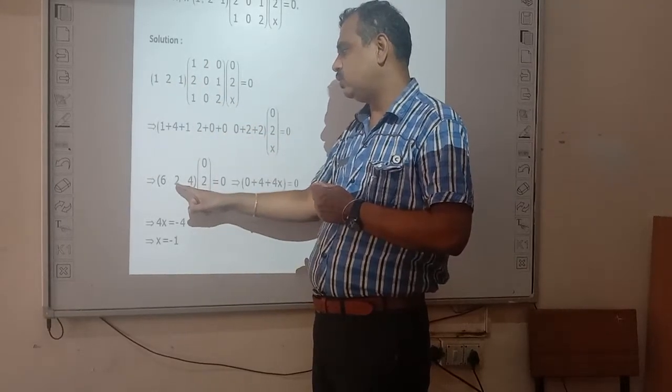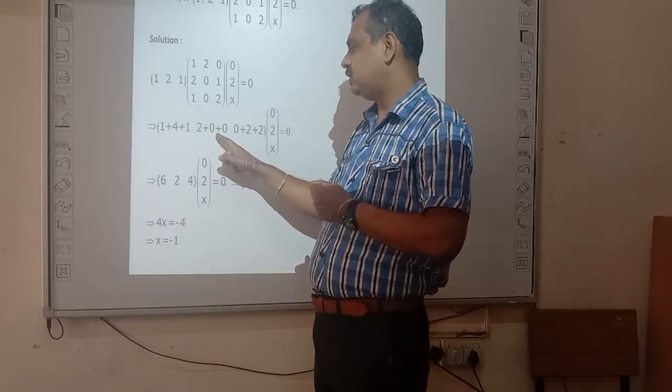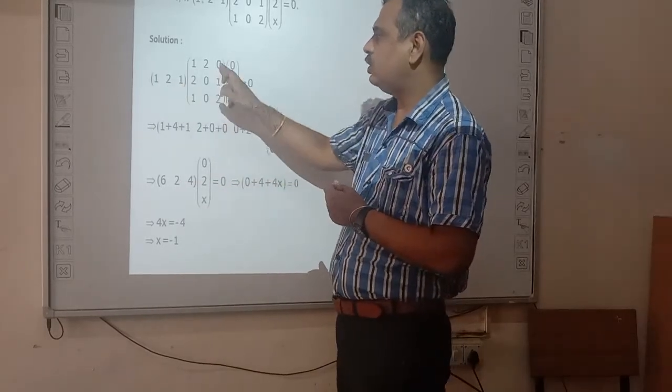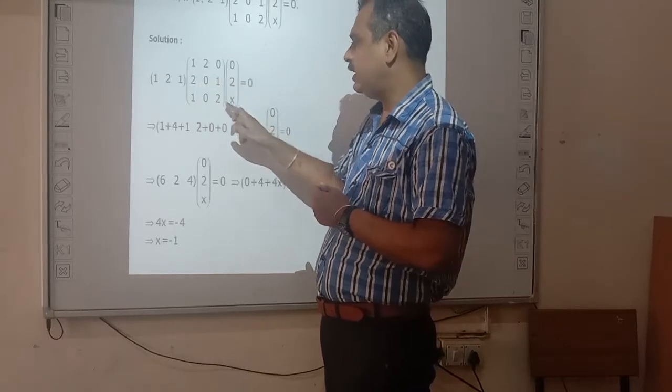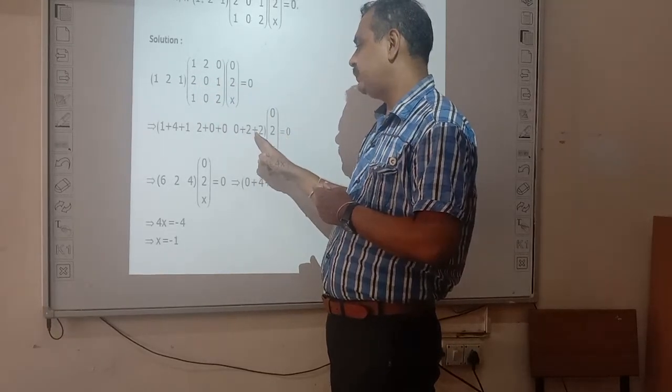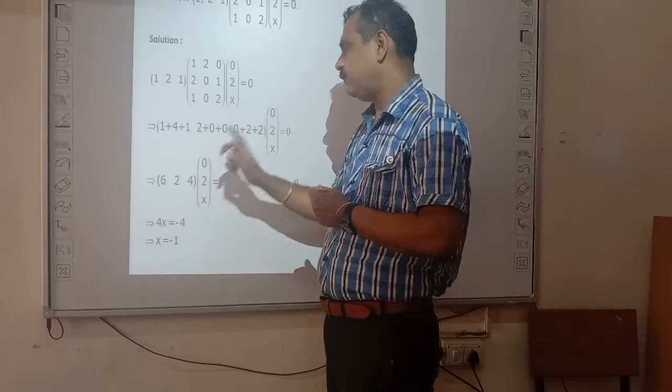You will get this answer 2: 2 into 2 plus 0 plus 0. Then 1 into 0, 2 into 1 and 1 into 2. So 0 plus 2 plus 2. You will get its answer 4.